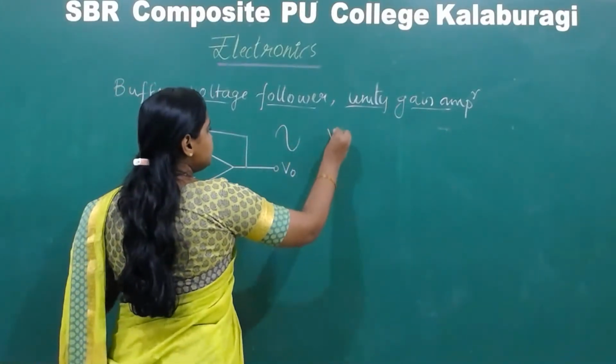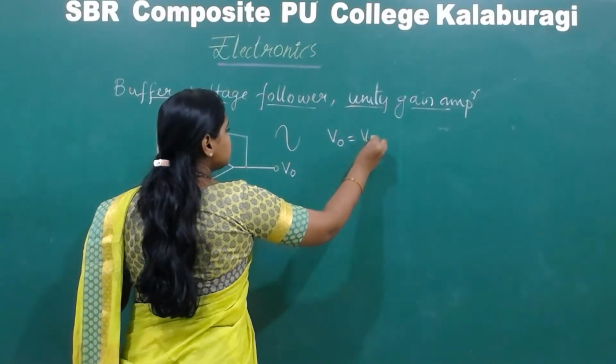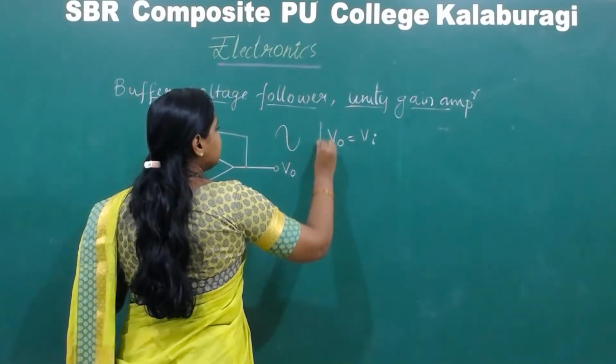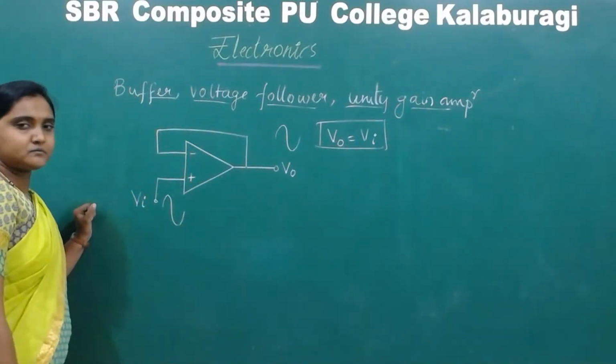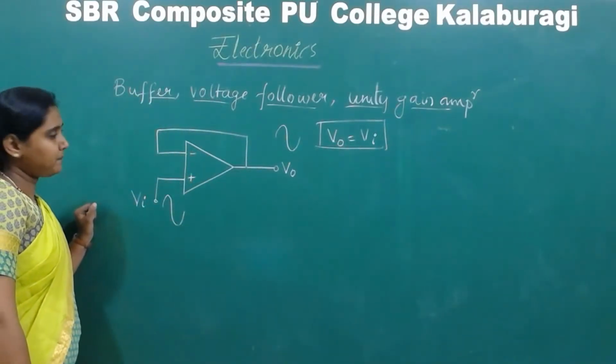So the concept here is V0 is equal to VI. V0 is equal to VI. Okay.